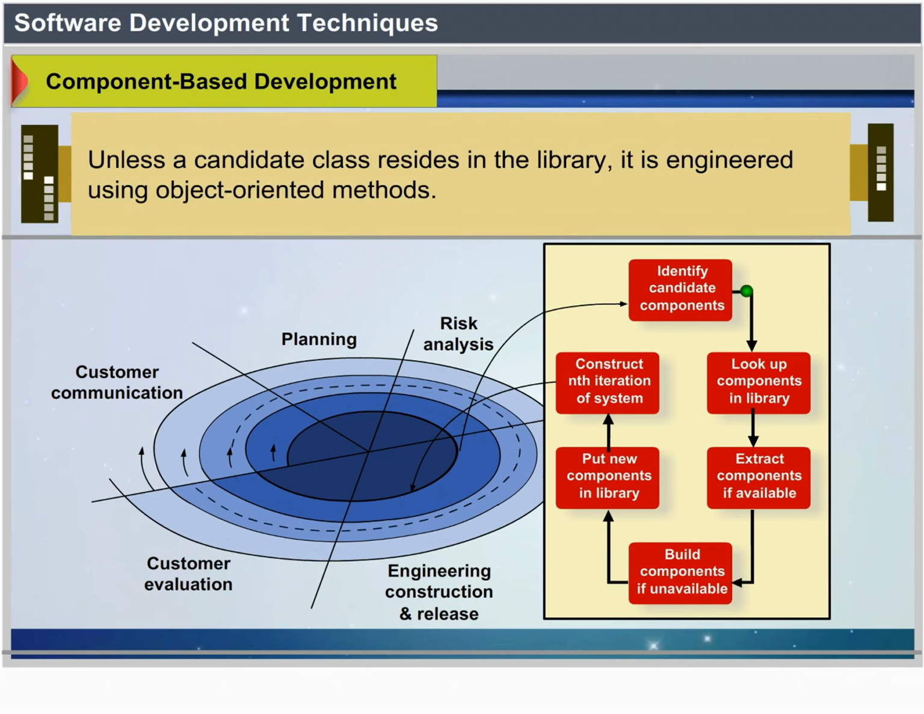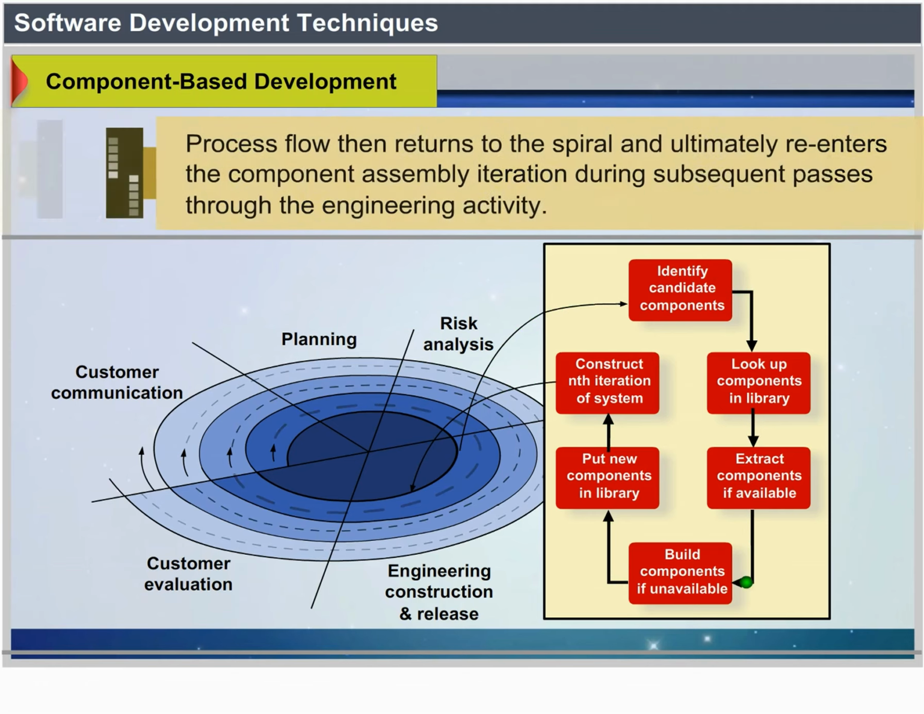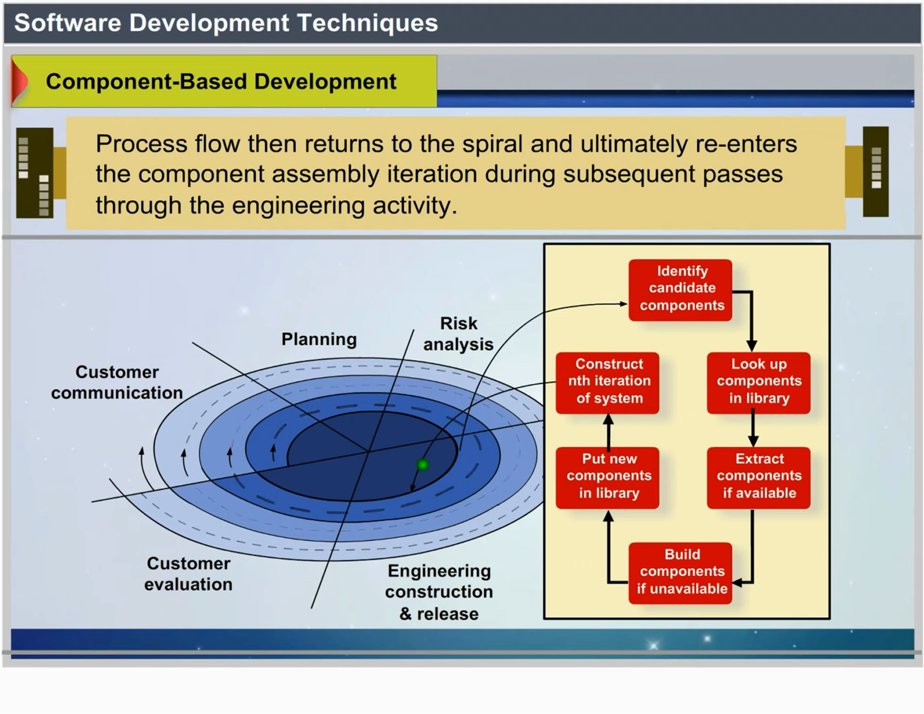The first iteration of the application to be built is then composed using classes extracted from the library and any new classes built to meet the unique needs of the application. Process flow then returns to the spiral and will ultimately re-enter the component assembly iteration during subsequent passes through the engineering activity.